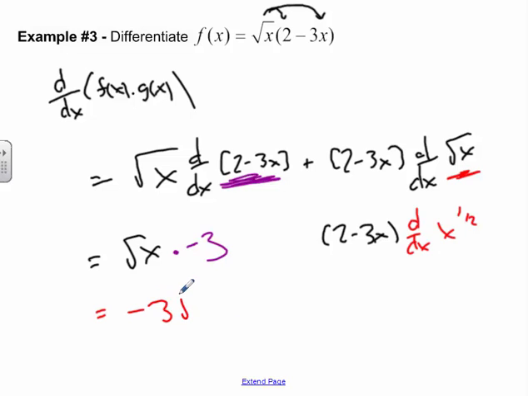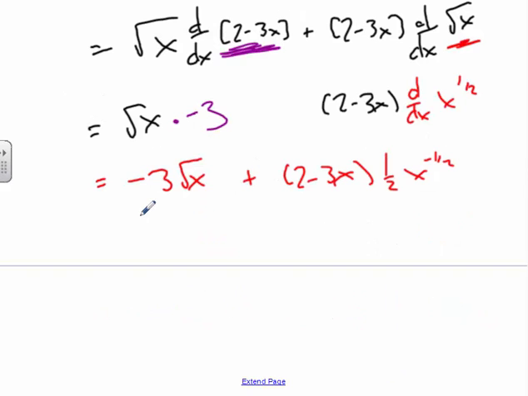So this is not bad. I can actually rearrange this first term to minus 3 root x plus 2 minus 3x. And then maybe now I'm ready to take the derivative. That'll be 1/2 of x to the minus 1/2. At this point here, you are done. This is valid to being finished. There's no point in going any further.